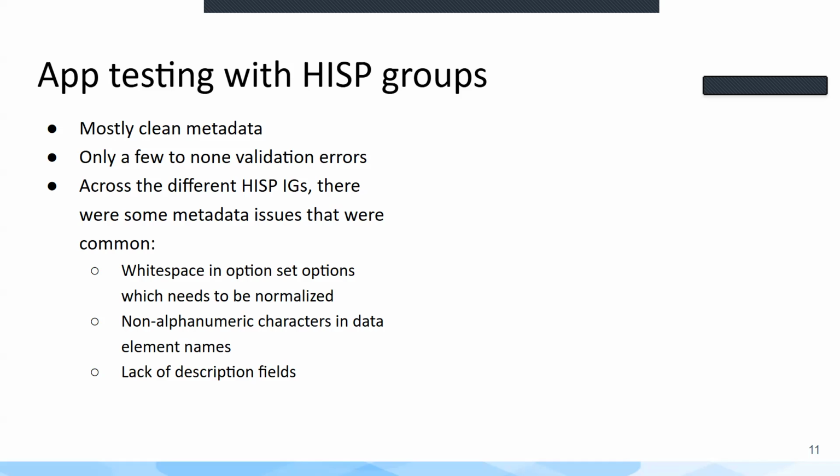So what we want to do now is to add more validation to the app itself, such that you don't have to generate the entire IG, download it, and run the whole IG publishing process before you're able to identify what is actually wrong with the source metadata.